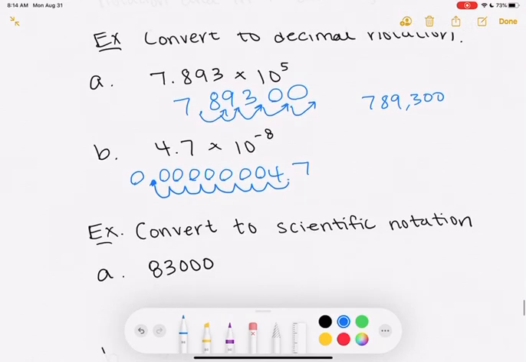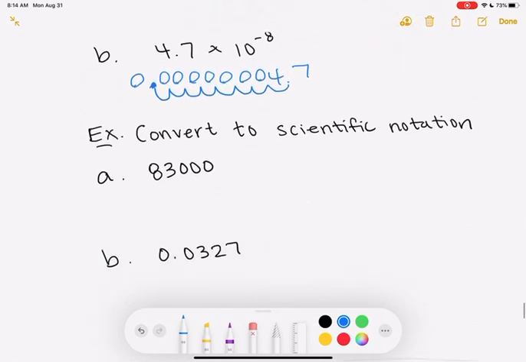Just 2 more examples here, to finish it off for the day. Convert to scientific notation. Take a look at these two. Now we're going backwards. So you need to figure out what is going to be that big number out front that is 1 or more but less than 10, and then figure out what you're going to multiply that by, 10 to the what. Go ahead and try both of those. For the first one, I have 83,000. For the next one, I have 0.0327. Give it a try.